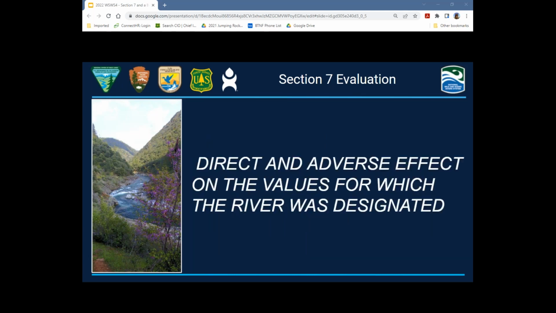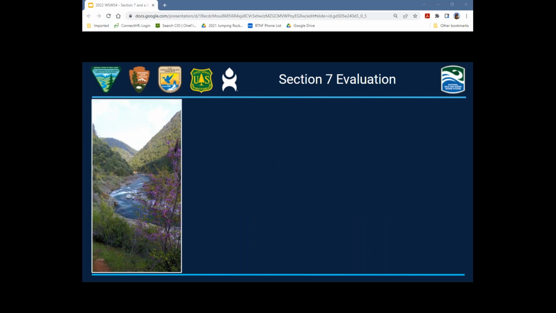You know, Section 7 establishes the direct and adverse effect standards for water resource projects that are below the ordinary high water mark of a designated Wild and Scenic river. Besides being the basic information on the current and baseline condition of the values for which a river was designated or is being studied, we know those are free flow, water quality, and its ORVs. This standard, besides being the most common, often requires the most in-depth analysis.